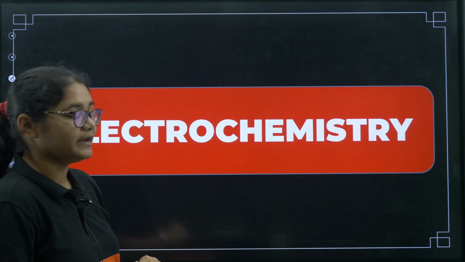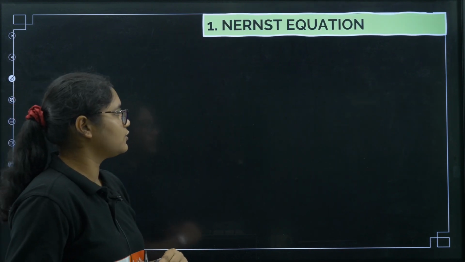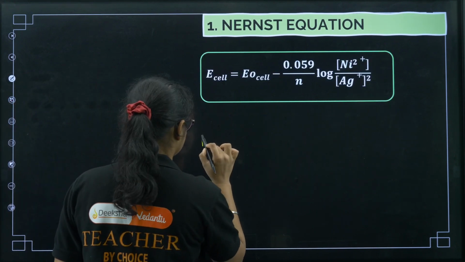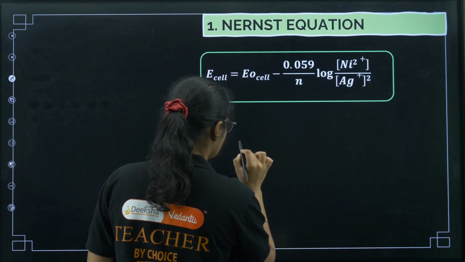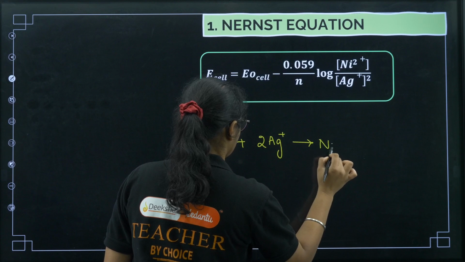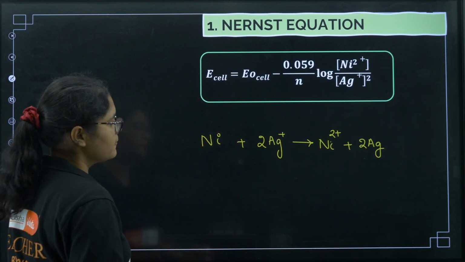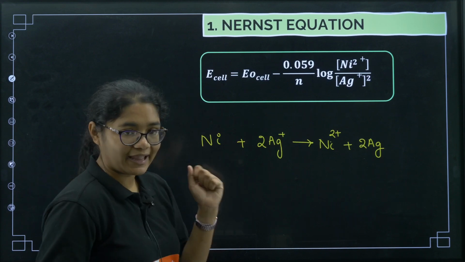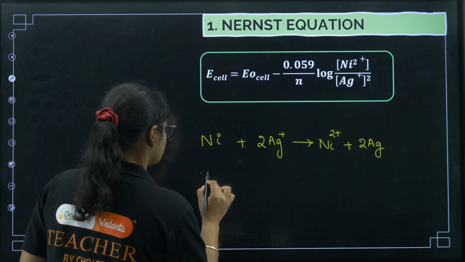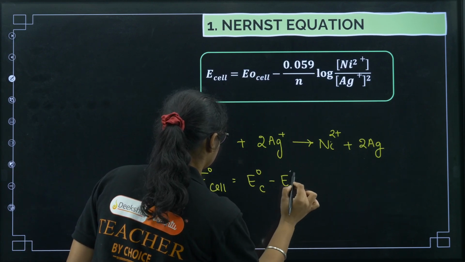Now let us move towards the next very important chapter, that is electrochemistry. First, all of you will be knowing about the Nernst equation. Suppose we have a reaction like this: Ni plus 2Ag+ gives Ni2+ plus 2Ag. If this is the reaction, then what will be the E naught value? So E of the cell is equal to E naught of the cell. What is the formula for E naught of the cell? E naught of the cell is equal to E naught of cathode minus E naught of anode.